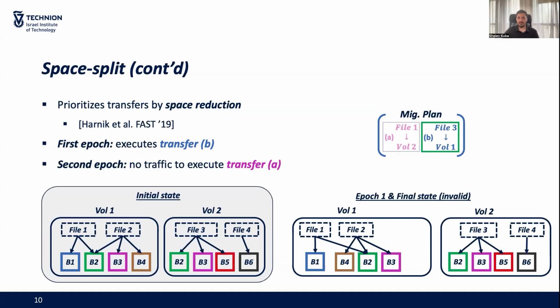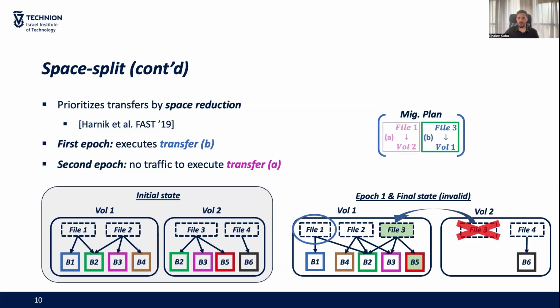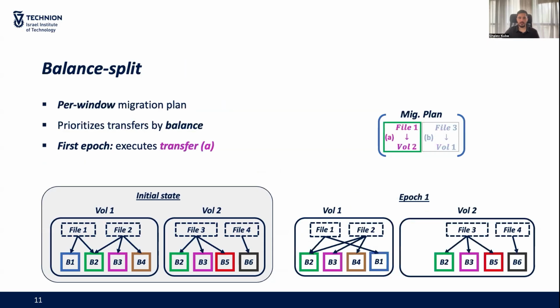So in the first epoch, space split transfers file 3 to volume 1, yielding a reduced size but imbalanced intermediate state. After garbage collection, the unreferenced block B2 on volume 2 is reclaimed, so in the second epoch, the transfer of file 1 to volume 2 now costs 2 blocks, exceeding the epoch's budget, so it is discarded and the system is stuck in the same imbalanced state.